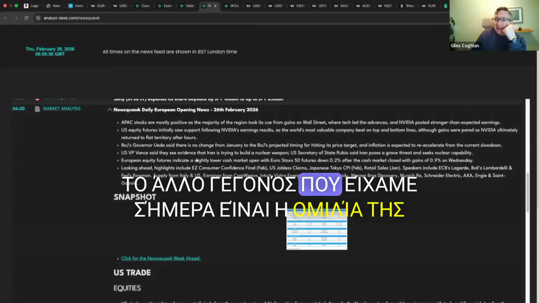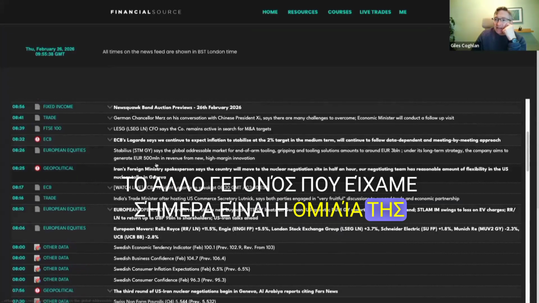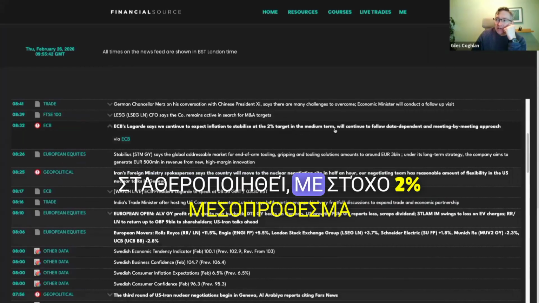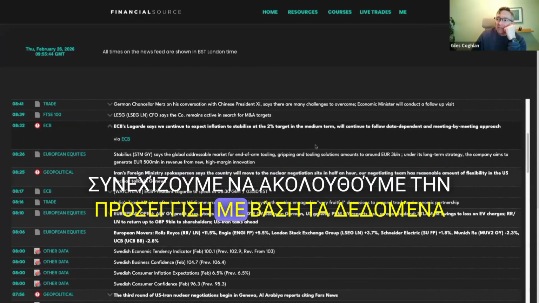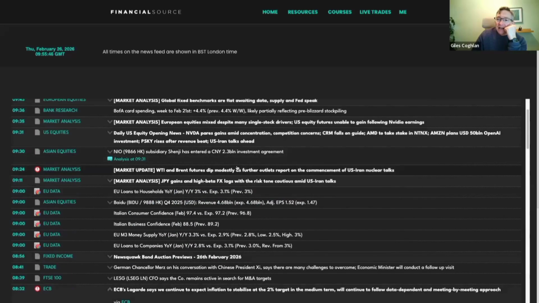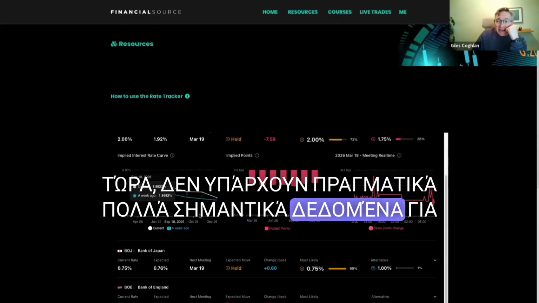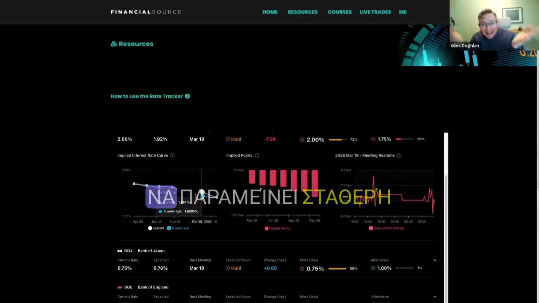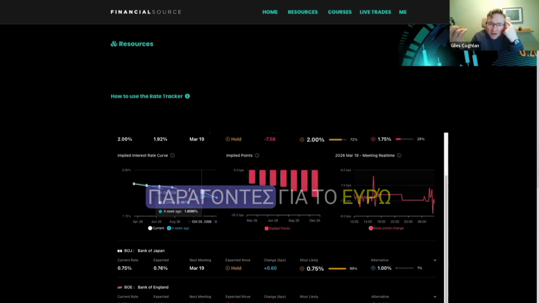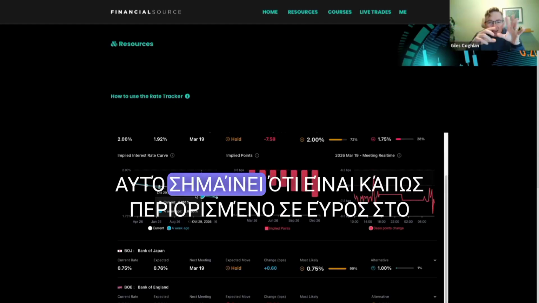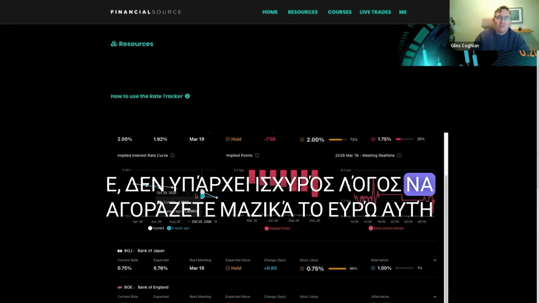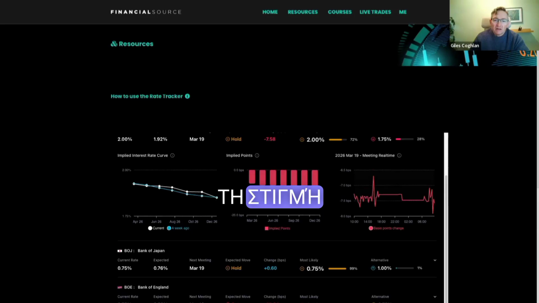The other event that we've had today is Europe, ECB's Lagarde speaking. Continue to expect inflation to stabilize, 2% target medium term, continue to follow data dependent and meeting by meeting approach. Now, there isn't really much significant data out for the ECB, and what we're expecting to the year end is the ECB to stay flat. So there isn't really any major drivers for the euro. That means it's a bit range bound in the euro dollar at the moment. There's no strong reason to be massively buying the euro right now.